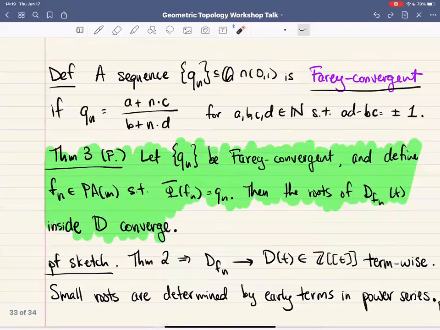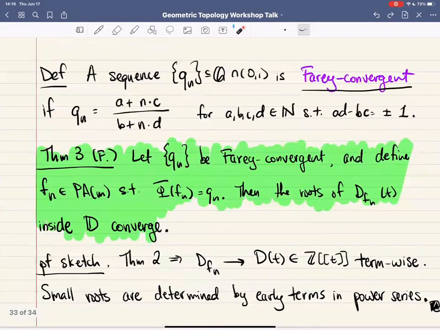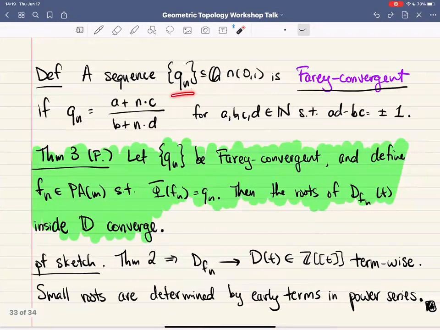Okay, so one final definition. We say a sequence Qn is Farey convergent if each element looks like this. This is basically just saying that the path that you're marking out in the Farey tree is a very simple one.